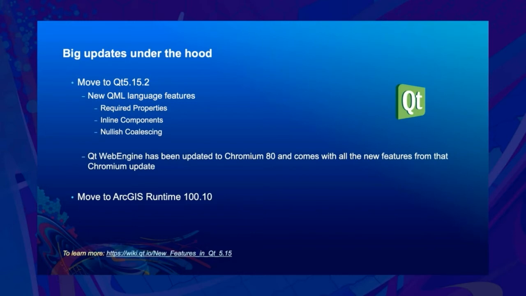There are also a few new QML language features introduced in Qt 5.15. Some of them are required properties, which allow you to enforce a value to be set for a property. Inline components allow you to use the QML component type in property declarations. Nullish coalescing is a handy logical operator which returns its right side operand when its left side operand is null or undefined.